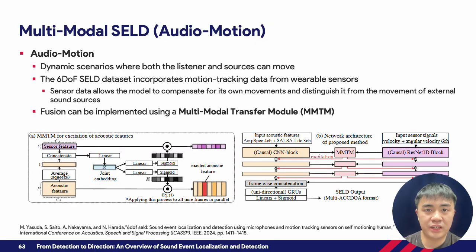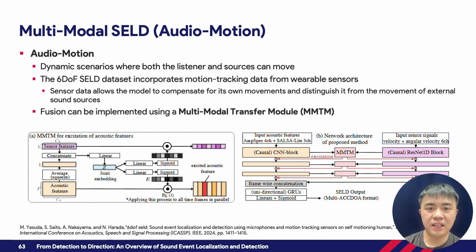So the first example we look at is audio-motion fusion. This is essential for 6DoF SELD, where the listener, like a robot or a person wearing a headset, is also moving. So the 6DoF SELD dataset is the key benchmark for this task. What's fascinating here is how they propose to fuse the data.